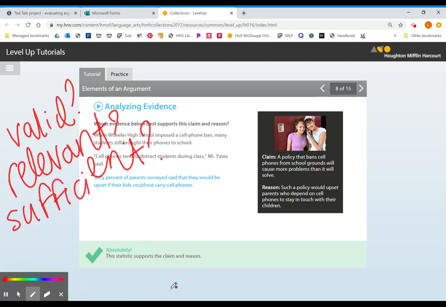So ultimately, when you are analyzing evidence, looking at the evidence that the author or the speaker provides, you're asking yourself, is it valid? Is it trustworthy? Can I believe it? Is it true? Is it relevant? Is it related to the argument and to the claim? And lastly, is it sufficient? Is there enough evidence provided to convince the audience or the reader that their claim is true?